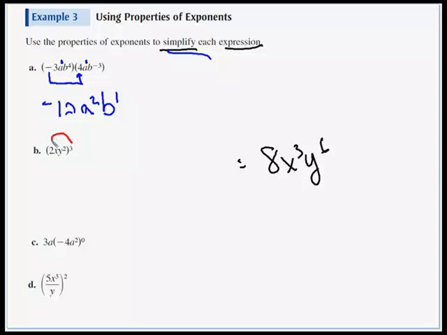So we would distribute that third power. That would be 2 to the third. Distribute it also to the x. There's already a 1 there, so we multiply. 1 times 3 is 3. And then y squared to the third, again, multiply the exponents, y to the sixth. 2 to the third, again, is 8. And then we have our x to the third, y to the sixth, just like we found the other way.